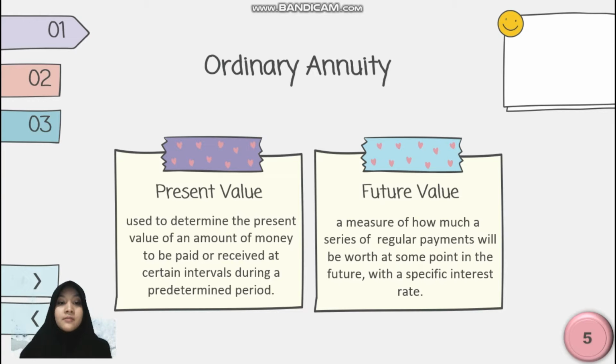It is used to determine the present value of an amount of money to be paid or received at certain intervals during a predetermined period. And second is future value, a measure of how much a series of regular payments will be worth at some point in the future with a specific interest rate.